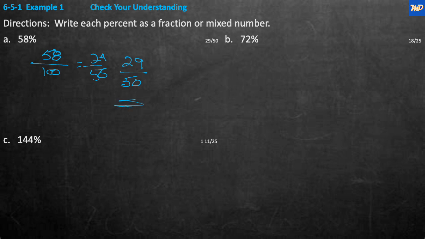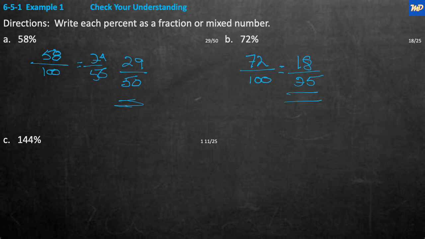Okay, how about 72%? 72% is 72 divided by 100. And can we reduce this at all? Yeah, we can divide by 4. 72 divided by 4 is 18, and 100 divided by 4 is 25, so 18 over 25.